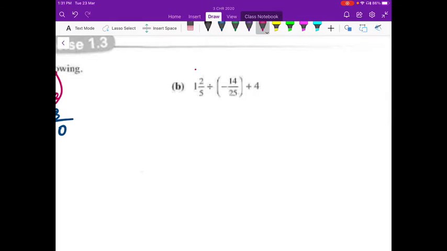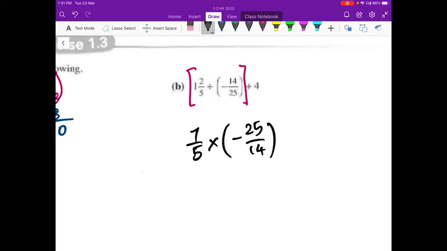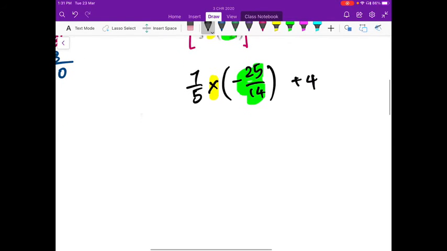Okay, for this, we are doing this part first, the division. So change the fraction to become improper fraction, 7 over 5. Keep, change and flip, negative 25 over 14. This is the change. And we flip the next one. And we still need to plus 4 to the final part. We can do our cancellation. And we end up with negative 5 over 2 plus 4. Equal to 1.5. Or 1.5, yes.